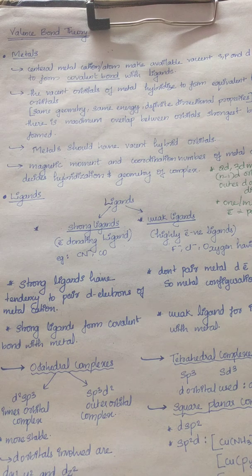If the inner d orbital is used to form an octahedral complex, the complex will be more stable. The d orbitals involved, in both inner orbital and outer orbital complexes, are dx square minus y square and dz square. In the case of tetrahedral complexes, sp3 hybridization and sd3 hybridization are seen, where the d orbitals used are dxy, dyz and dxz. When forming square planar complexes, dsp2 is the most common hybridization seen.